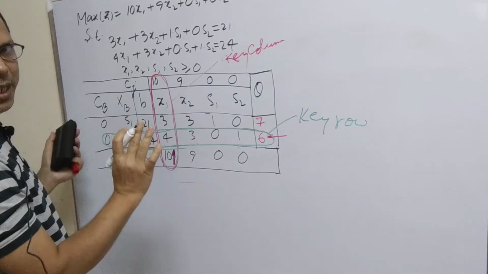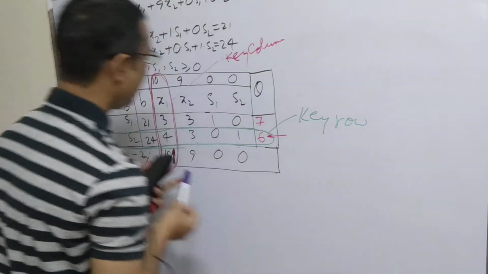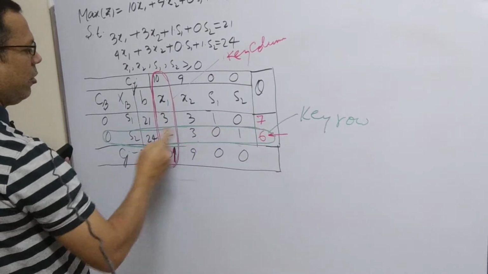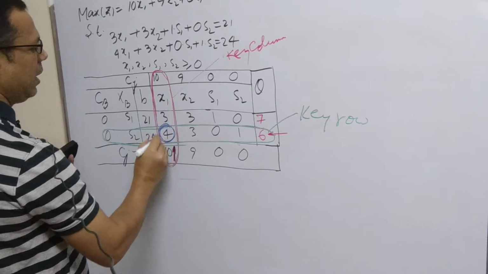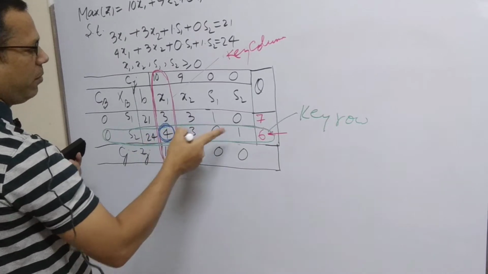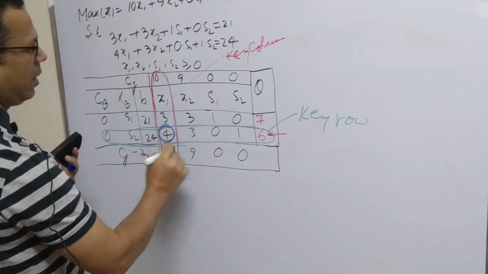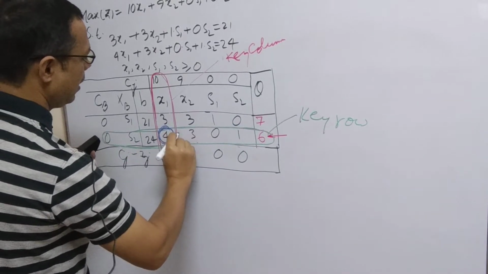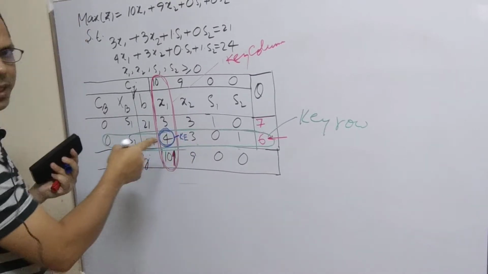There are so many aims to find the key row. First, to find the intersection of the key column and the key row. The intersection of the key column and key row gives this 4. Because this is the intersection of the key column and key row, the name of this is the key element. I am going to write it in abbreviated form: KE, key element.